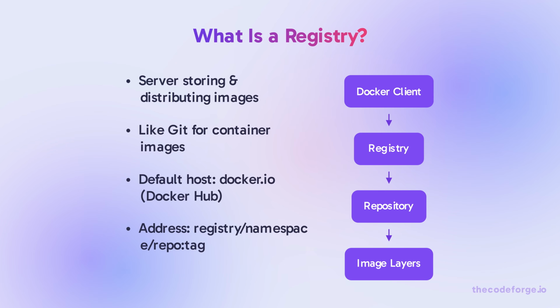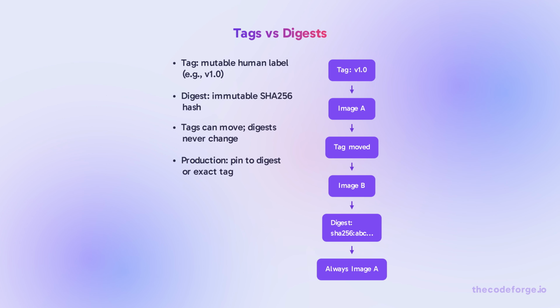Images are addressed as registry host/namespace/repository:tag. Tags are convenient but mutable. The maintainer can move the v10 tag to a different image. A digest is an immutable SHA-256 hash that always points to the exact same content. For production, always pin to a specific version tag or digest to avoid surprise breakage.